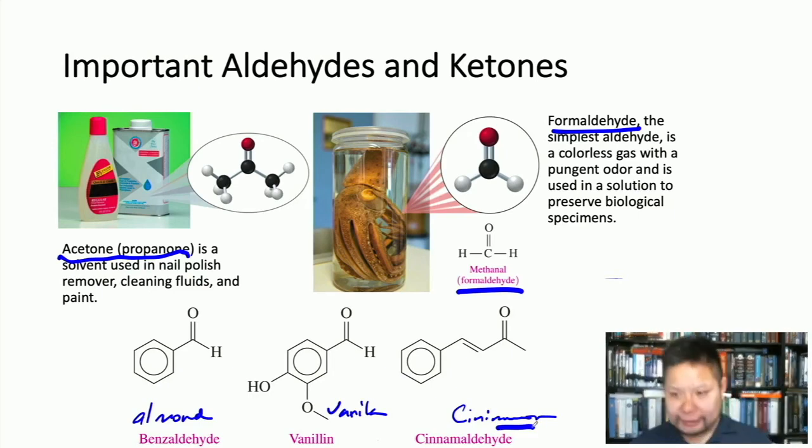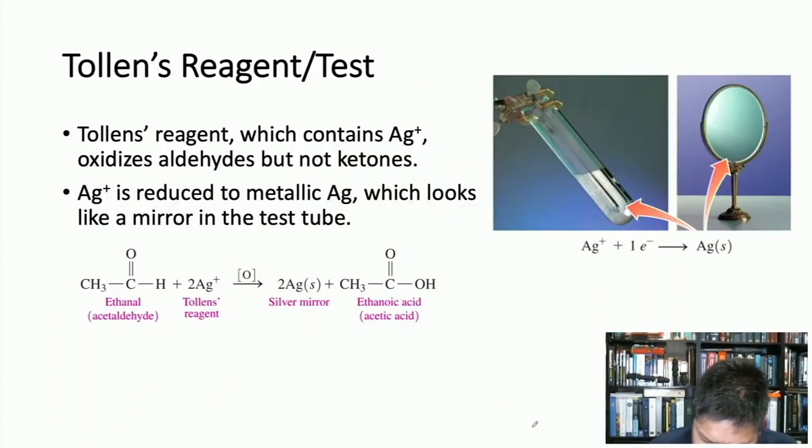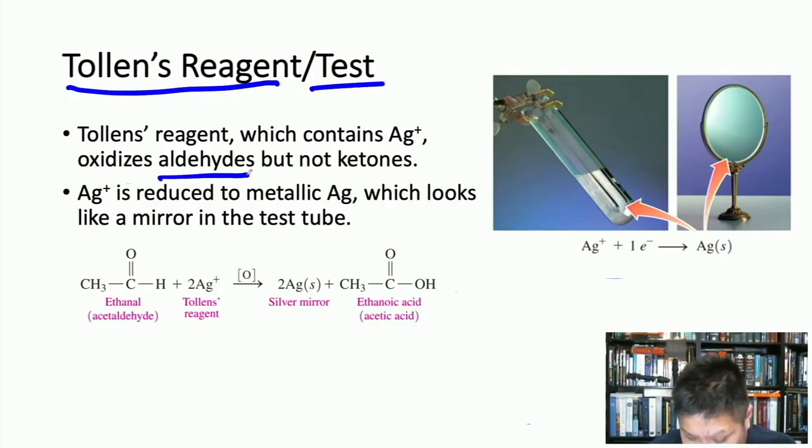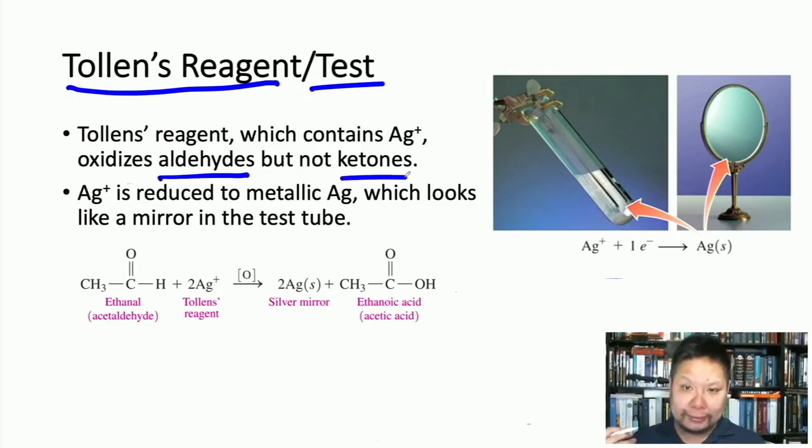All right, so let's talk about a couple of reactions of aldehydes and ketones. This first one involves a thing called Tollens reagent, right? Tollens reagent, also known as the Tollens test, only oxidizes aldehydes and not ketones. So that's how you can tell the difference between an aldehyde and a ketone. You can also use spectroscopy too, but we'll talk about that later. But if you just want to do a quick test to see if one is a ketone or an aldehyde, you can do the Tollens test.